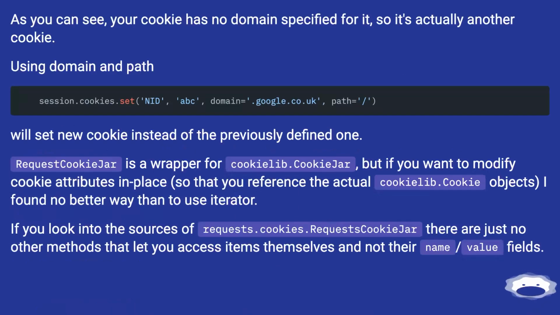As you can see, your cookie has no domain specified for it, so it's actually another cookie. Using domain and path, we'll set a new cookie instead of the previously defined one.